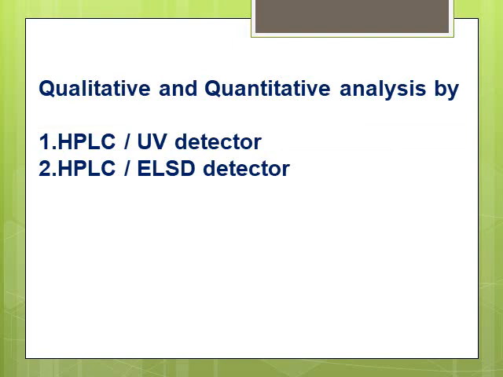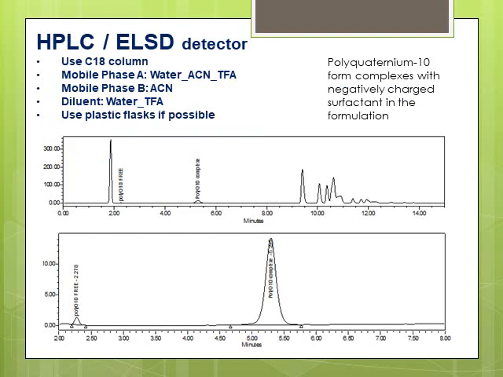For qualitative and quantitative analysis, I will describe 2 methods. Both are with the HPLC, one with UV detector, the other one with ELSD detector. This is the chromatogram generated by HPLC with ELSD detector. The column is C18, and it is a gradient program. Mobile phase A is water and acetonitrile with TFA, mobile phase B is 100% acetonitrile. Diluent is water with TFA.